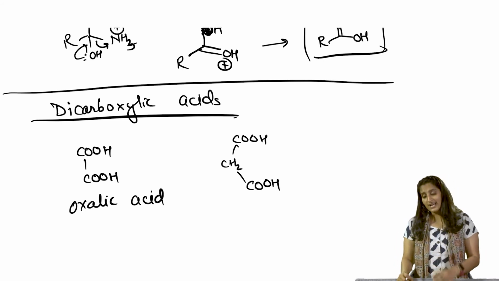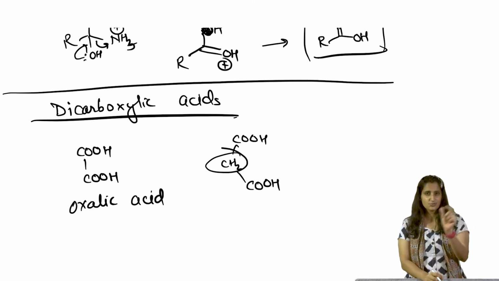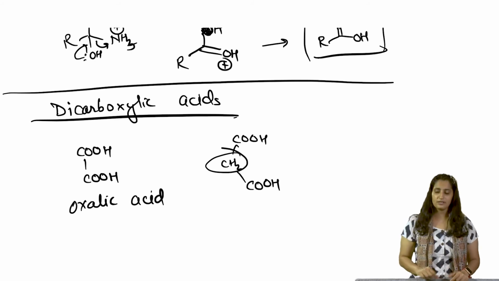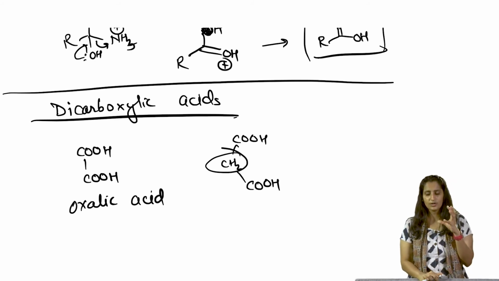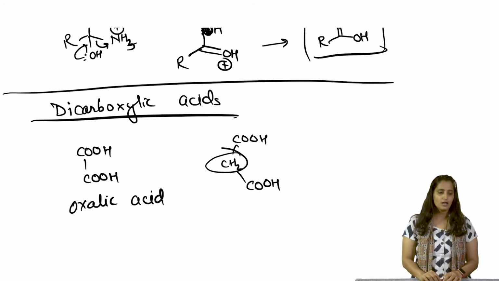Now, you have succinic acid, which has, instead of 1 carbon here, 2 carbons in between, CH2s in between, and that will get you succinic acid, a 4 carbon dicarboxylic acid. It is going to be used in various, again as I said, various important chemicals. It is one of the starting materials.